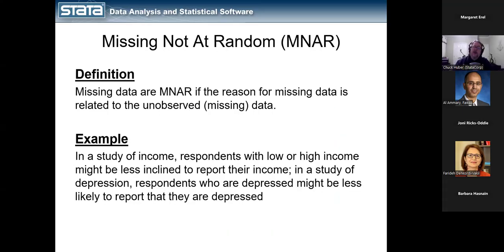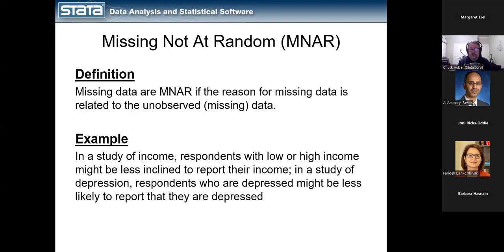Okay. The last one, the third one, is called missing not at random. And this is where the reason for the missing data is directly related to the actual unobserved or missing data itself. The most common example of this is in a study of income. People who have very low and very high incomes are less inclined to report their income. So the reason we're missing income is the value of income itself. It's not related to other variables in the data set. We're missing income data because the income was very high or very low.